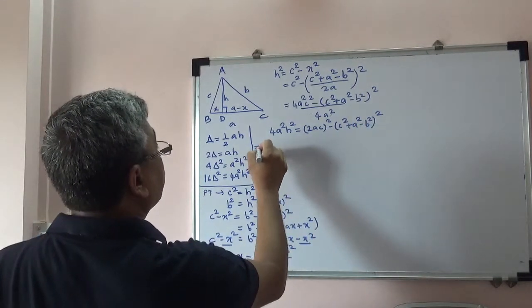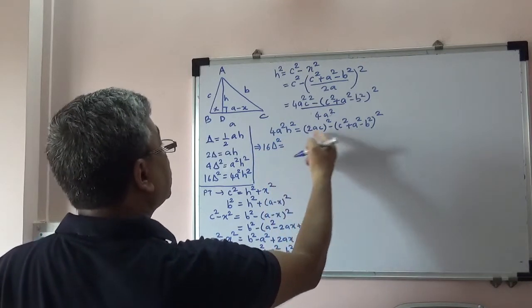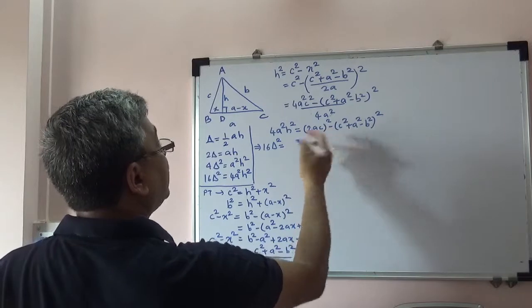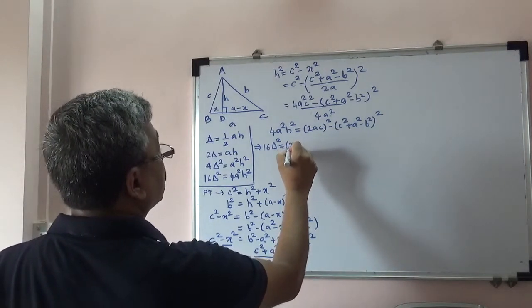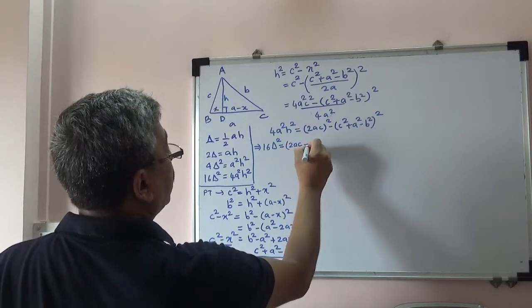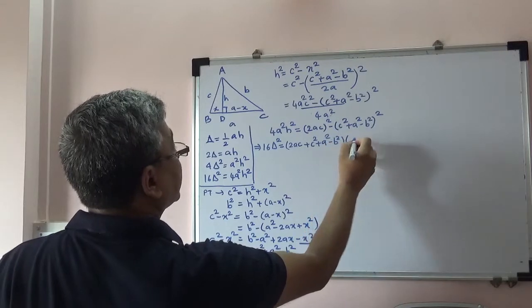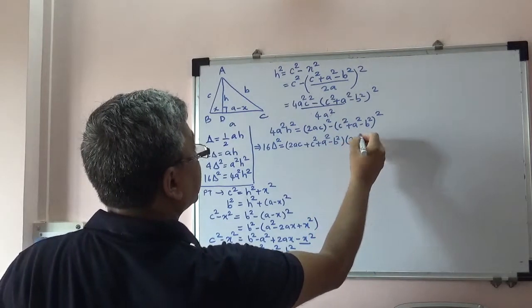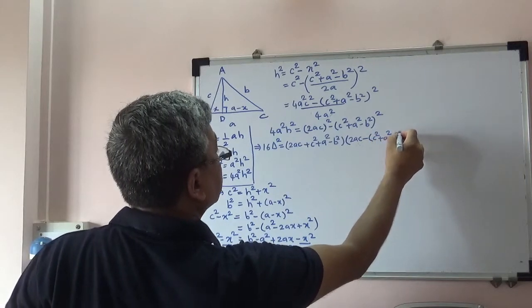So this implies 16 delta square is equal to, this is a difference of two squares, therefore I can write them as x plus y and x minus y. Therefore first term is 2ac plus c square plus a square minus b square, and second term is 2ac minus c square plus a square minus b square.